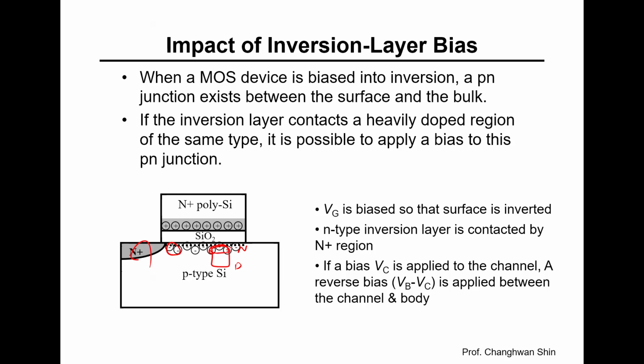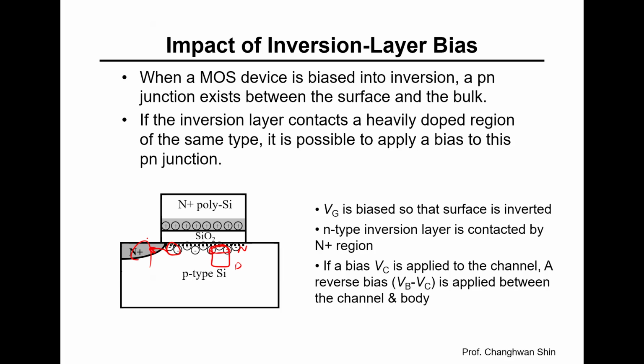So this PN junction creates a fascinating situation where we can apply a bias to this PN junction if the inversion layer contacts a heavily doped region of the same type, the N plus source. So imagine the inversion layer as a thin sheet of water flowing over soil.